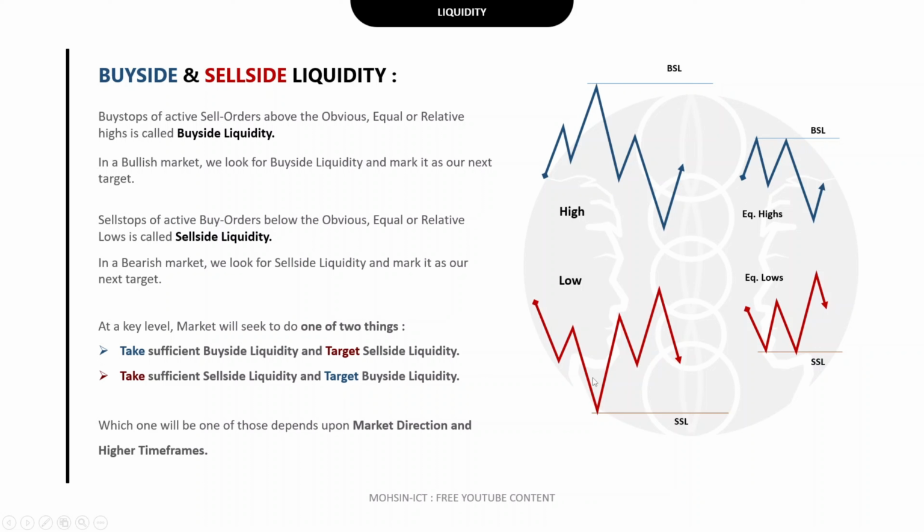There is an obvious low right here. You see, we mark it as sell side liquidity, and in a bearish market, we want algorithm to reach for it after spending some time retracing and hitting a higher time frame key level. Same goes for equal lows. Now let's look at the example of these.